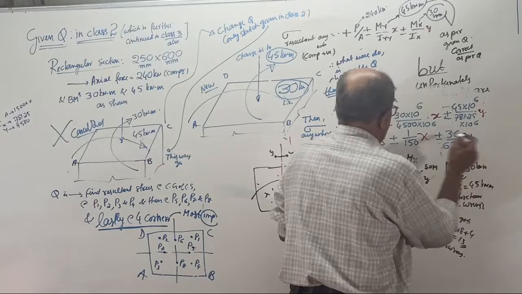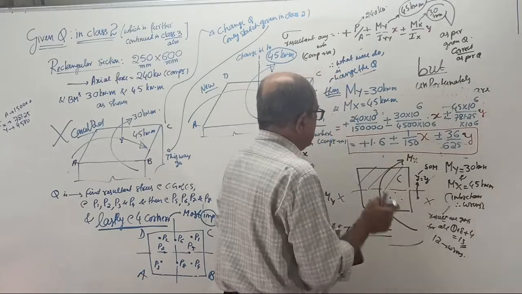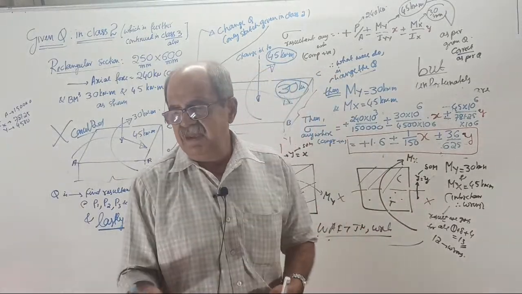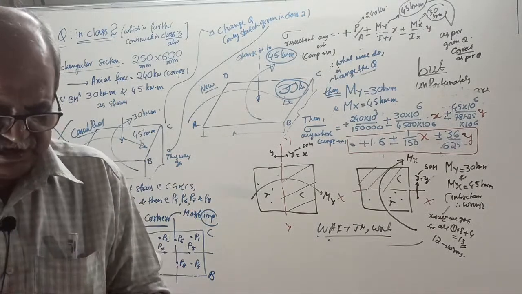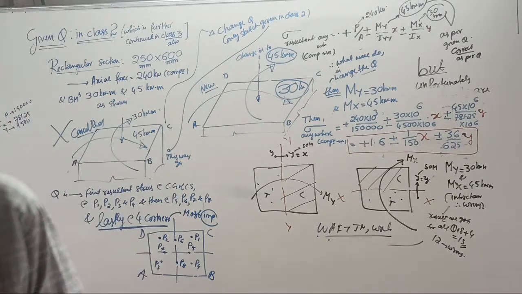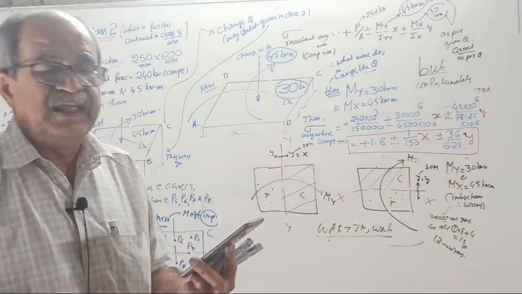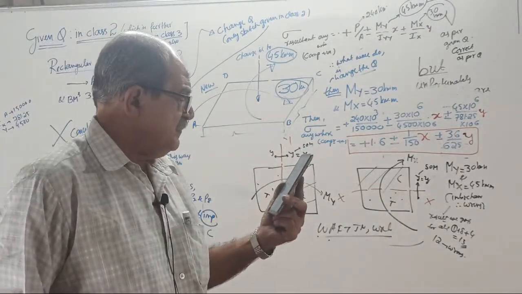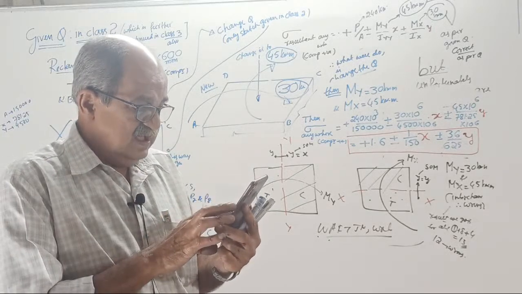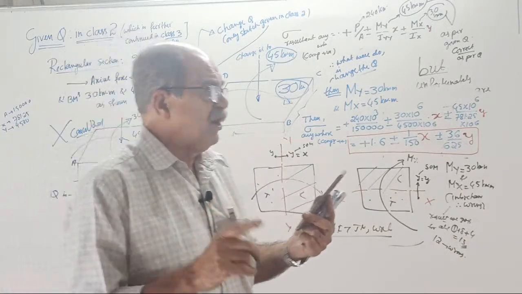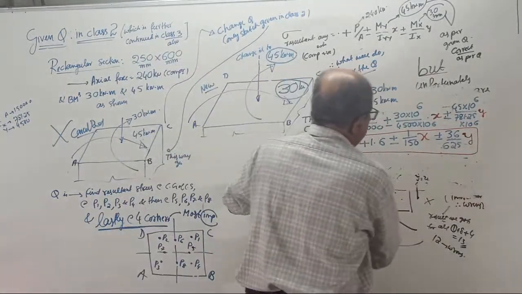Tell me yes or no. This is the equation for stress at any point, compression positive. Just tell me correct or not. Fast. Correct or not, I want. You are not answering. Correct or not? Fast. Tell me correct or not.